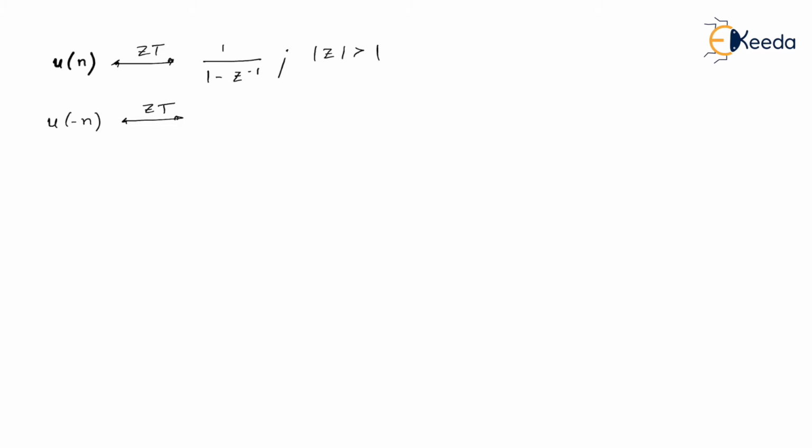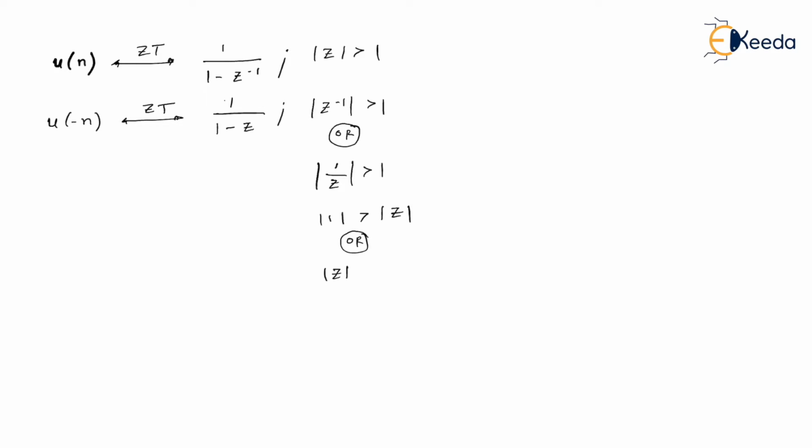That is, we are replacing Z with 1 by Z, or Z with Z inverse. Then we know what is going to happen. The Z transform would be 1 upon 1 minus Z. And the same thing even happens here: your Z inverse is greater than 1, or 1 upon Z greater than 1, or mod of 1 greater than mod of Z, or in simple words we are supposed to write it like this: mod of Z less than 1.